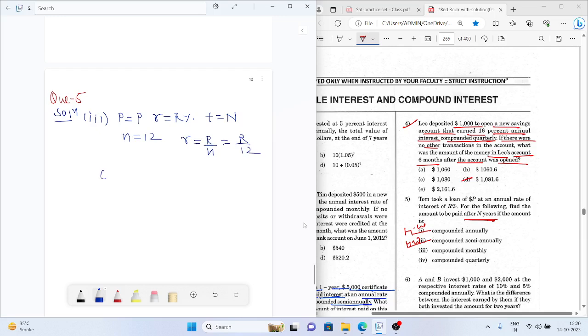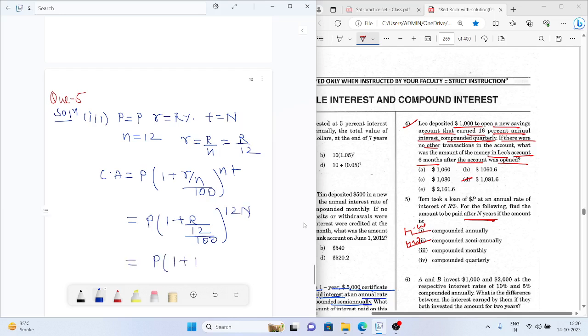So when you put it into the formula for compounded amount, this will come: P times 1 plus the effective rate of interest R by 12 by 100, to the power N times 12 and T is N. So this will give you P(1 + R/1200) to the power 12N. You got this?